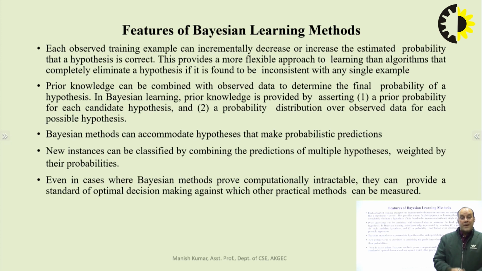Secondly, prior knowledge can be combined with observed data to determine the final probability of a hypothesis. In Bayesian learning, prior knowledge is provided in two ways. Number one, a prior probability for each candidate hypothesis, and second, a probability distribution over observed data for each possible hypothesis.